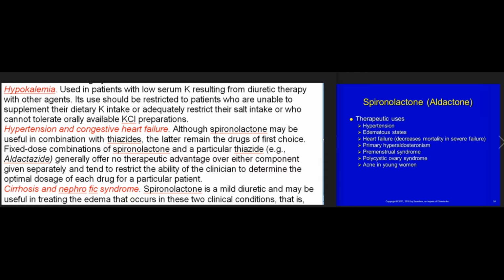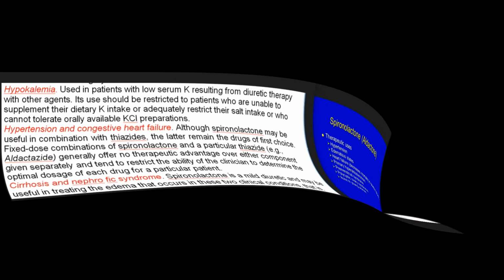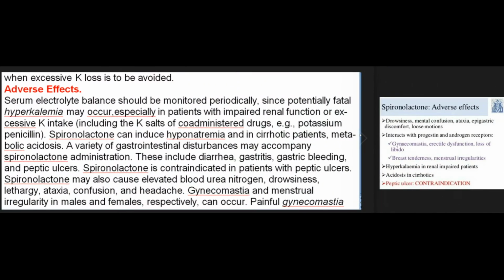Although spironolactone may be useful in combination with thiazides, the latter remain the drugs of first choice. Fixed-dose combinations of spironolactone and a particular thiazide, for example Aldactazide, generally offer no therapeutic advantage over either component given separately and tend to restrict the ability of the clinician to determine the optimal dosage of each drug for a particular patient. Cirrhosis and nephrotic syndrome. Spironolactone is a mild diuretic and may be useful in treating the edema that occurs in these two clinical conditions, that is, when excessive K loss is to be avoided.